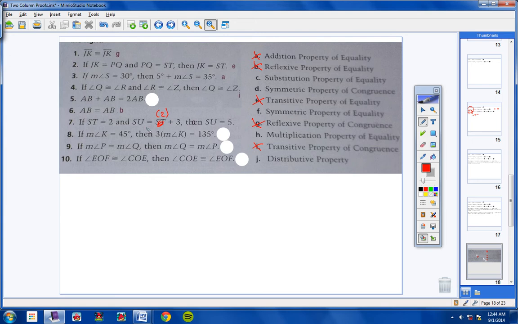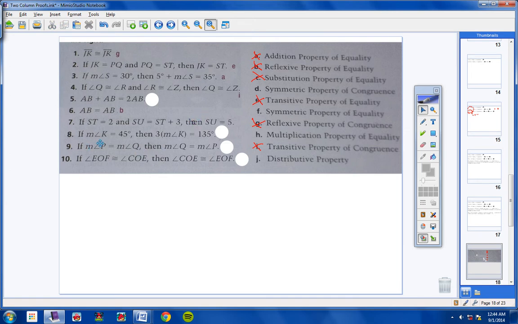And notice we're dealing with equal signs. So it's going to be the substitution property. Let me get rid of this real quick. It's going to be the substitution property of equality. And here it is right here. Letter C, the substitution property of equality. All right, actually it's right up here. You can't see it, but it's the letter C.